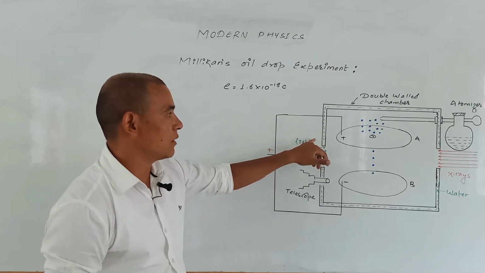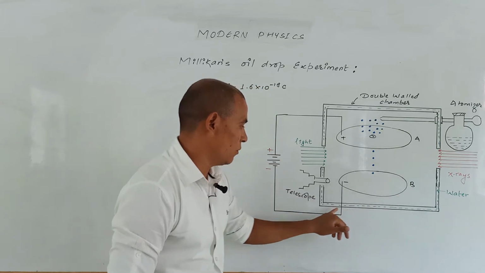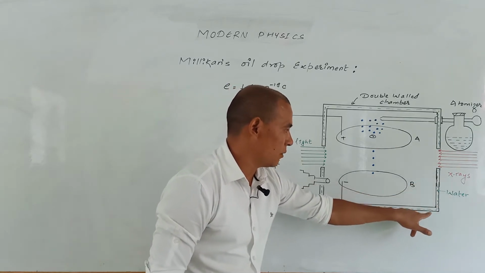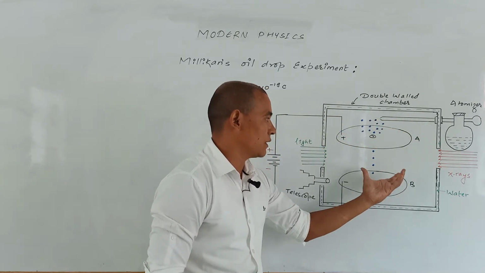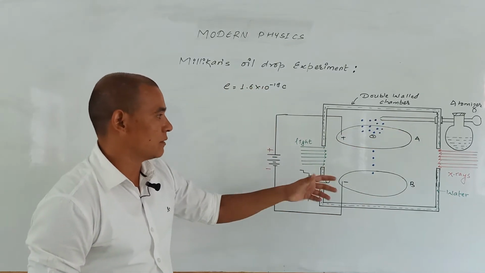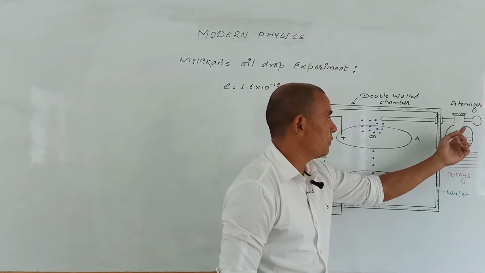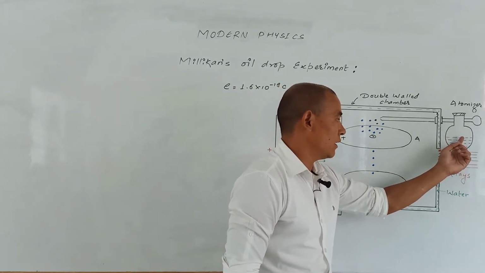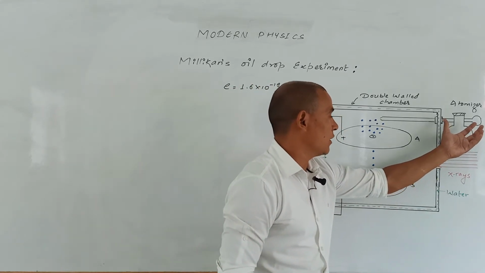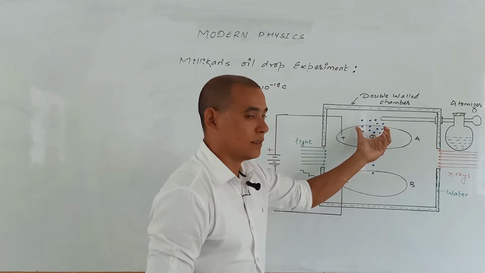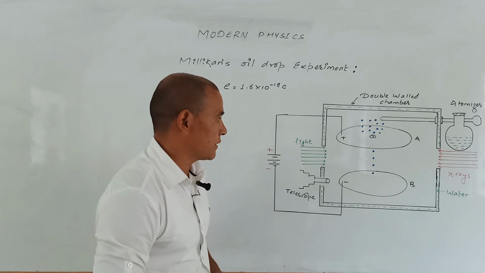So what he did was, he took a double walled chamber. We can see this is a double wall chamber. Inside the double wall chamber, water can flow easily, so that the temperature inside the chamber always remains constant. Then with the help of an atomizer, clock oil, which means non-volatile oil, is sprayed inside the chamber.